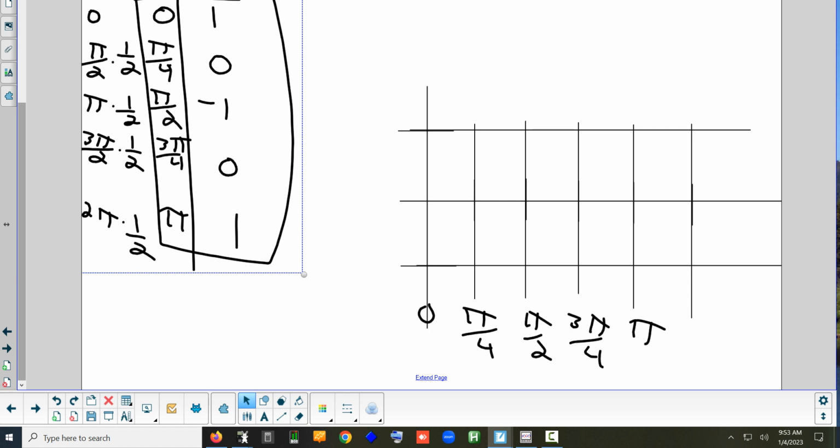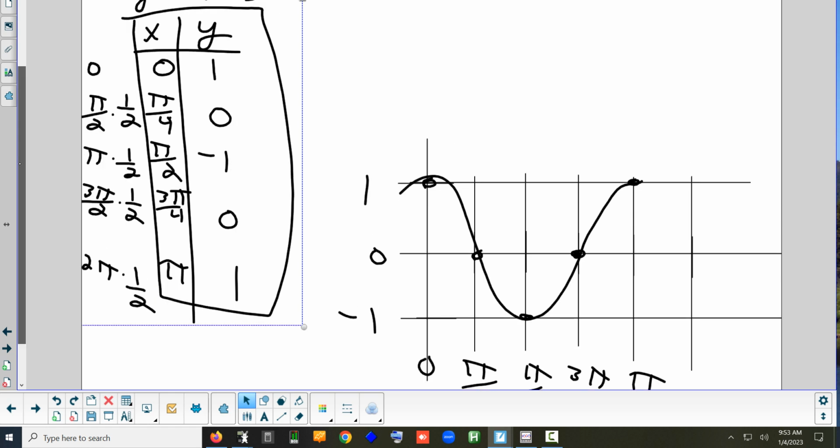Of course, we don't write 4 pi over 4, that's the pattern, but we reduce it as much as we can. Okay, so we've got 1, 0, negative 1, 0, 1. And there's your sketch. So the key to remember this time is you are changing the x's. You divide them by b, or multiply them by its flip, whichever way you want to think about it.